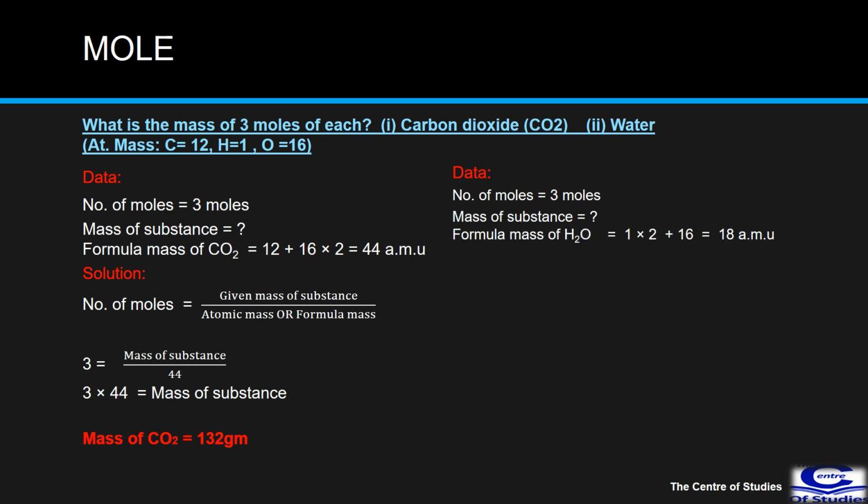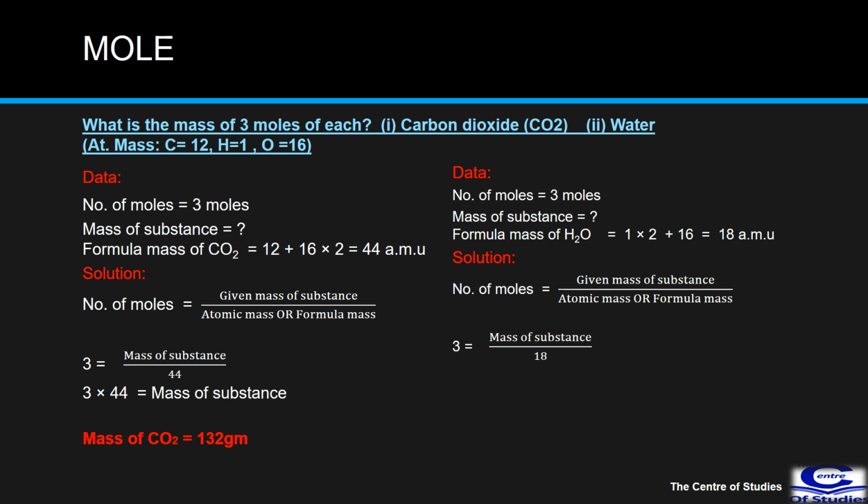First, we have to find the formula mass of water, that is 18 AMU. Now, placing the value in the formula, number of moles is equal to grams of the substance divided by the formula mass, which becomes 3 is equal to mass of the substance divided by 18. So when 18 goes to the other side of the equation, it multiplies by 3. So 3 into 18 is equal to the mass of the substance. And by multiplying 3 into 18, we get our answer, which is 54 grams.